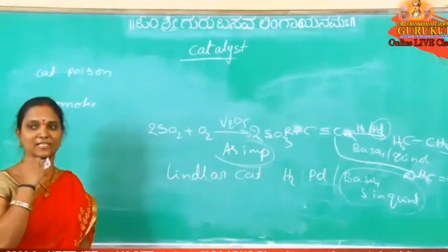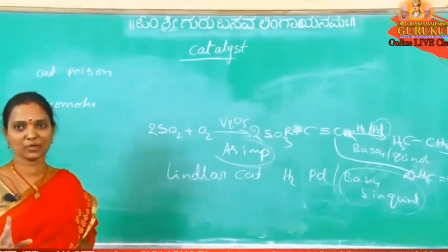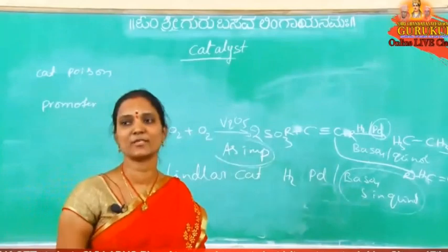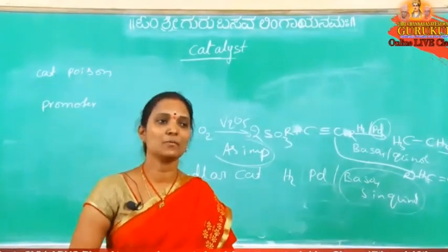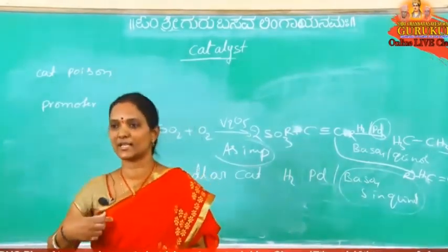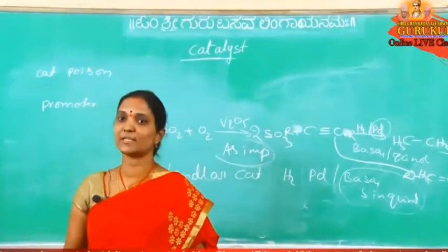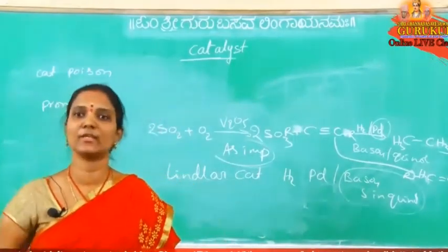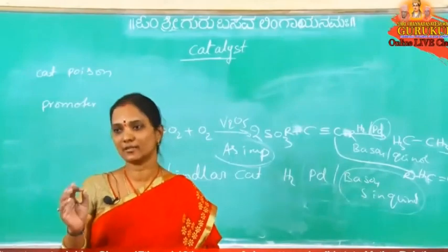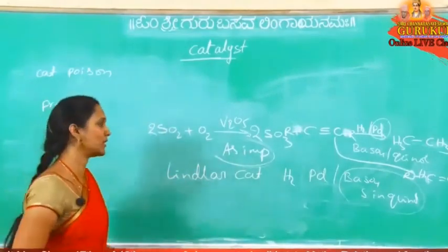So barium sulfate and quinoline are added, and this reduces the activity of the catalyst. Nothing but it acts as a catalytic poison. For catalytic poison, there are two very important examples. One is the arsenic impurity, which acts as a catalytic poison in the contact process, and the other is barium sulfate and quinoline, which act as a catalytic poison in Lindlar's catalyst. Okay, two important examples.